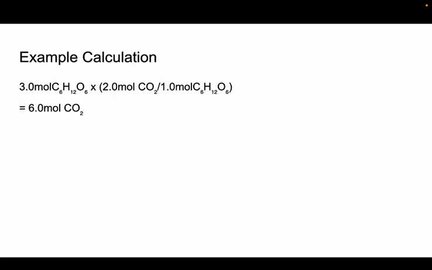So here's an example calculation, and if we have 3 moles of glucose, we can calculate the amount of carbon dioxide produced using the mole ratios, and we can get 6 moles of carbon dioxide through this mole ratio.